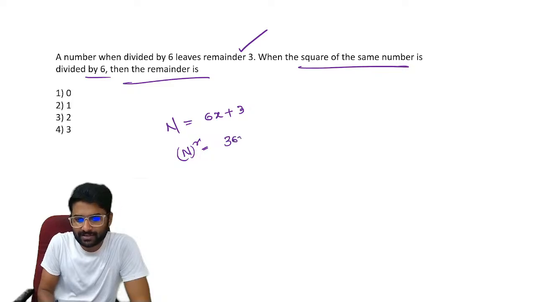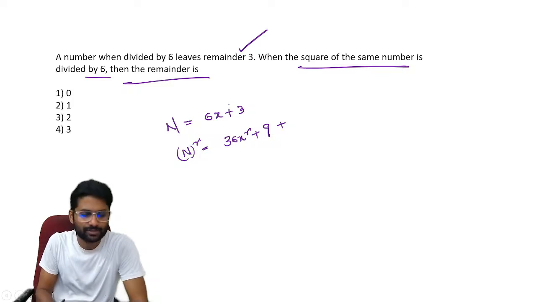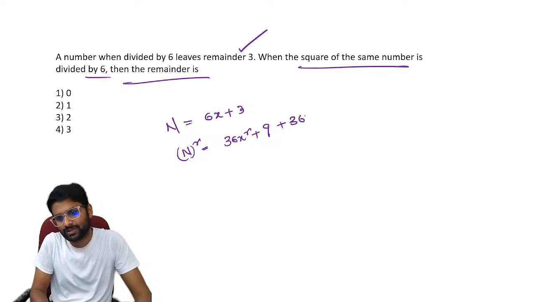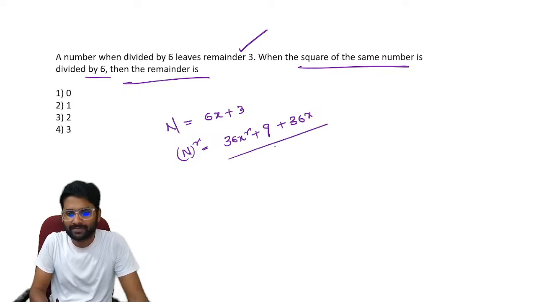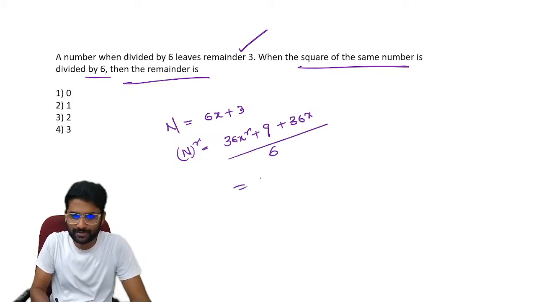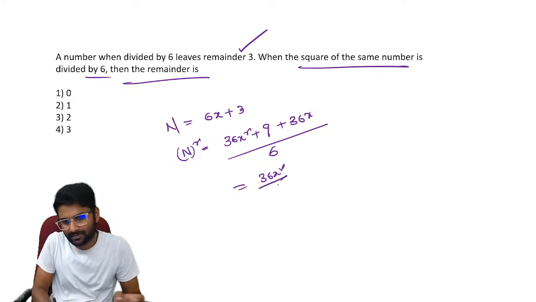So definitely 36x square, 3 square is 9, 6 into 3 into 2 is 36x. When the same number is divided by 6, if you observe here, 36x square divided by 6.